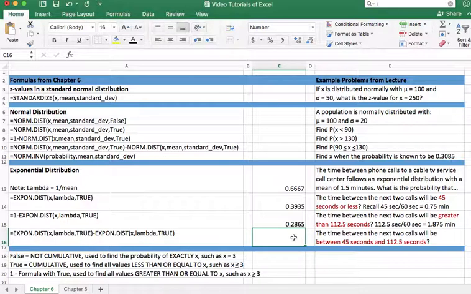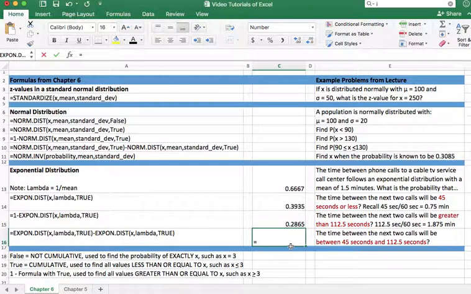Let's do one more, although we didn't do this in class, but in case you were curious, how do we find the probability between two particular numbers? In this case, the time between two calls will fall between 45 seconds and 112.5 seconds. We're just using the exponential distribution formula twice. So we'll do it for the bigger number first and then subtract the smaller number.